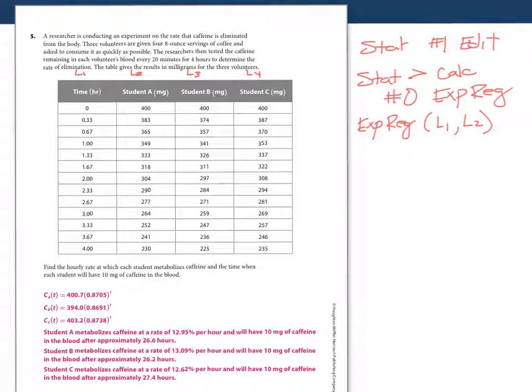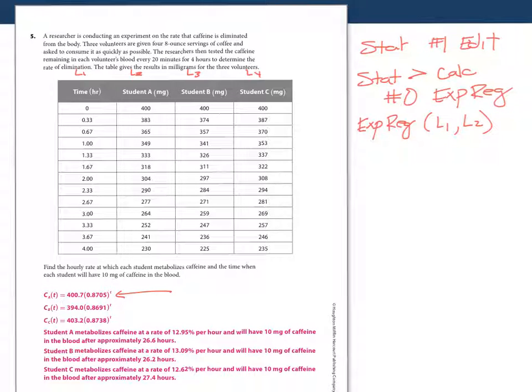So once you've got those in, the next thing you want to do is go ahead and calculate that exponential function. Now, once you do that, you should get something close to that.